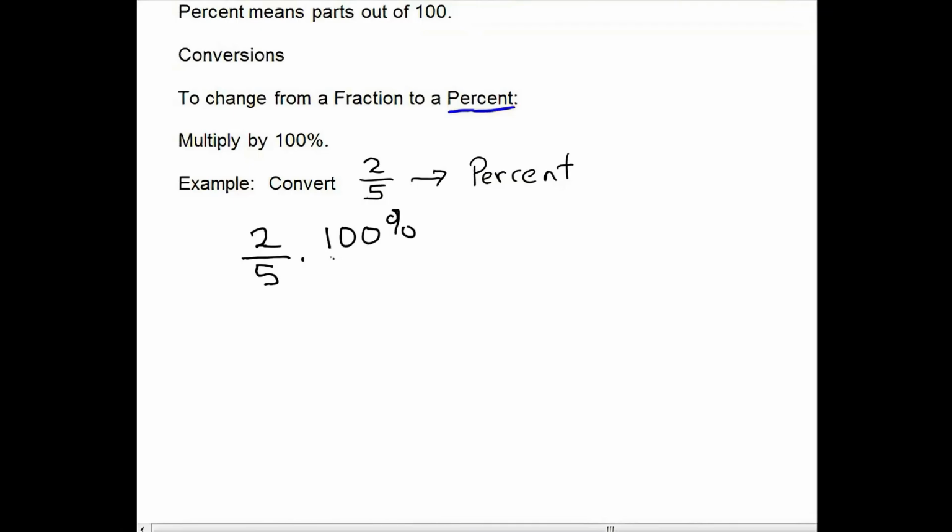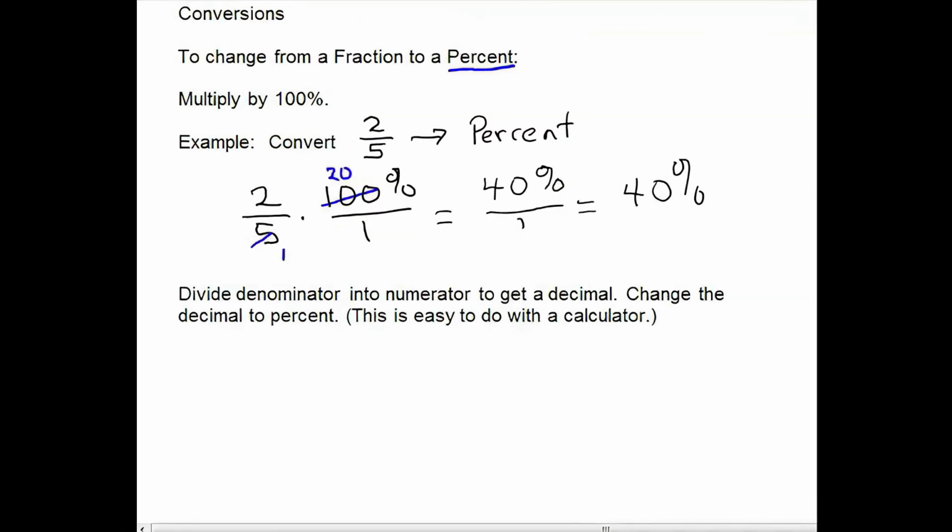We'll make it look like a fraction, so we'll put it over 1. Remember, when you multiply fractions, you can simplify on the diagonal. So we could divide out the 5. 5 into 5 once, and 5 into 100 will go 20. And then we will multiply across. So we'll go across the numerators. 2 times 20 is 40. Also, you have your percent symbol. Denominators, 1 times 1 is 1, so you still have 1. So 40%.